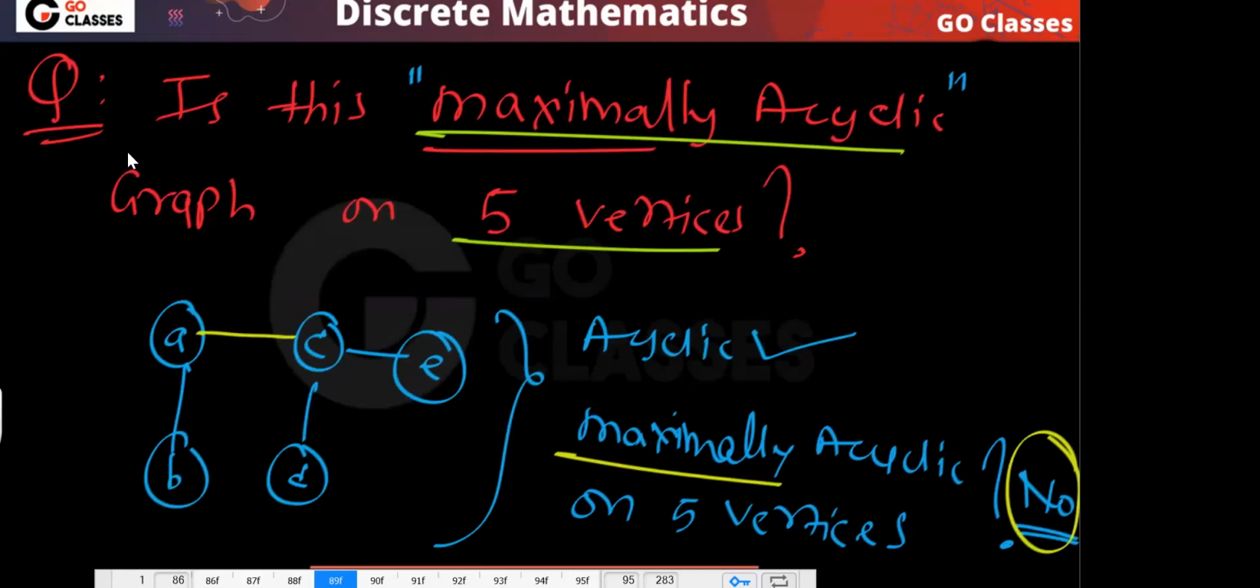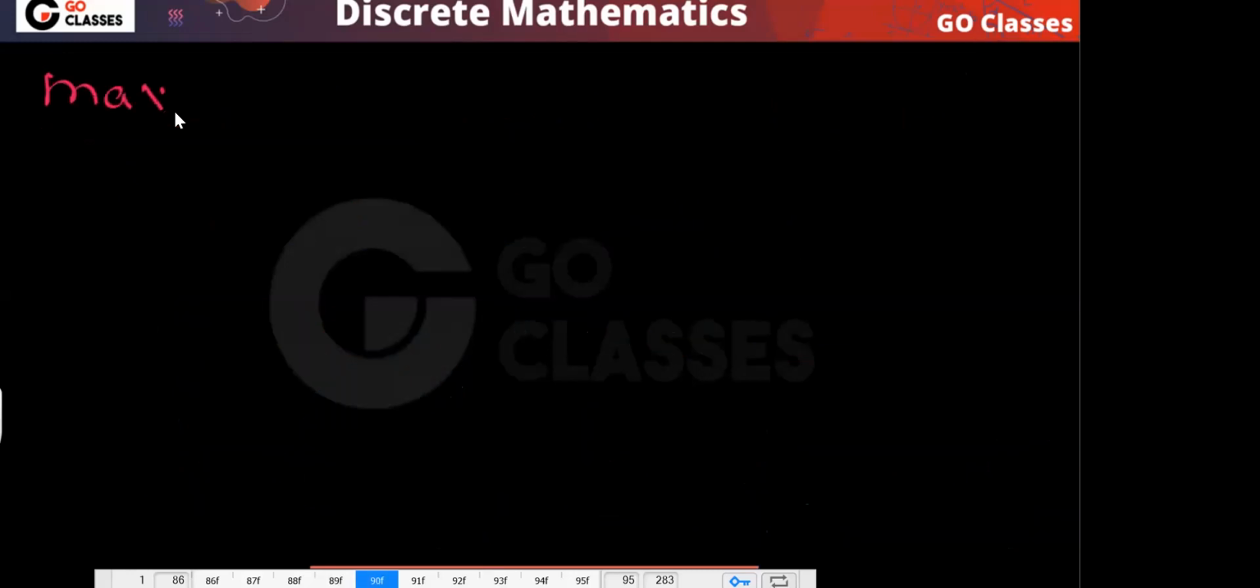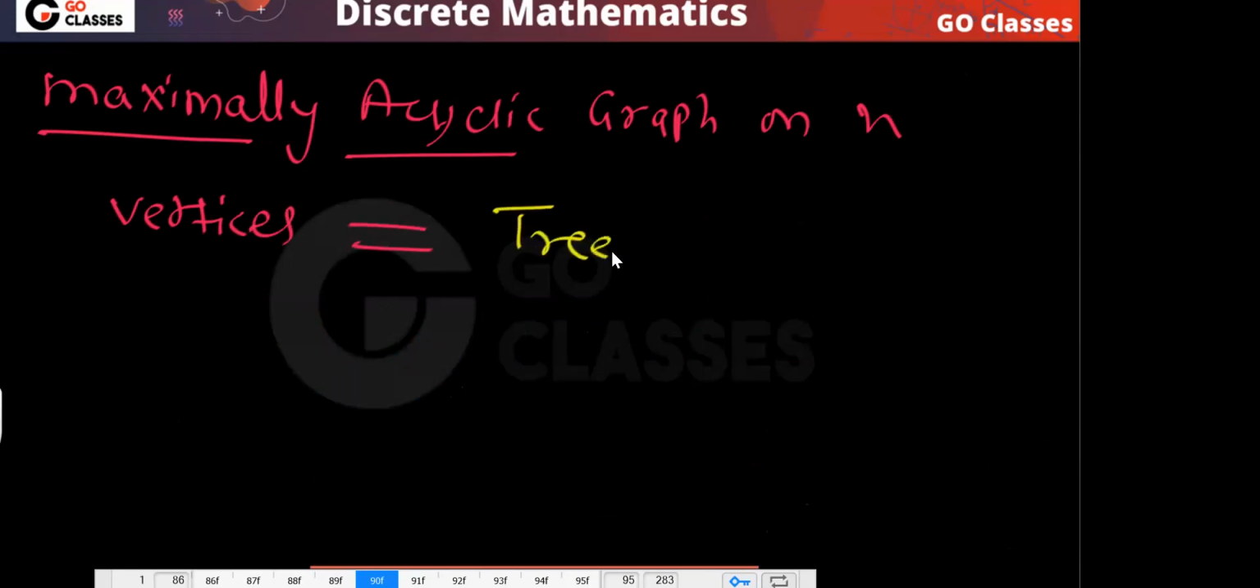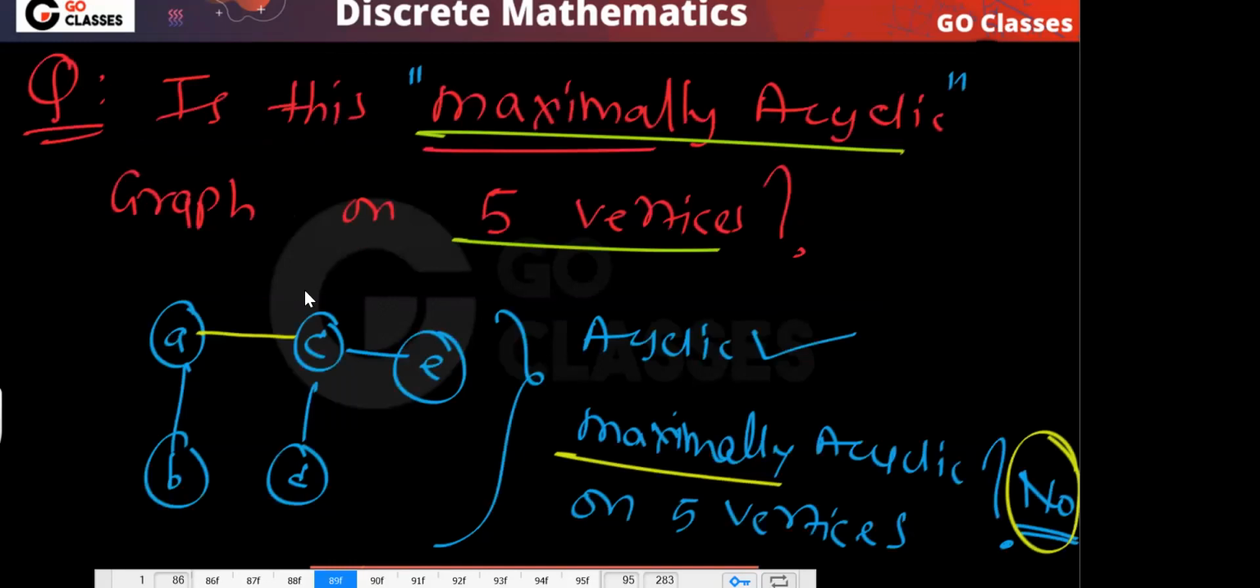So what is a maximally acyclic graph on n vertices? That is your tree. Tell me, is this maximally acyclic now? Can you add something more? Now there is no scope to add. Very good, Manisha. Now this is maximally acyclic.